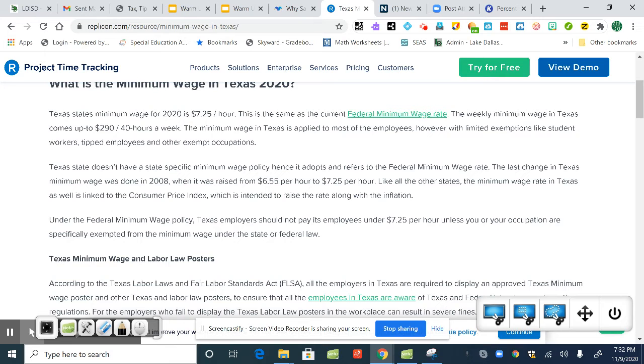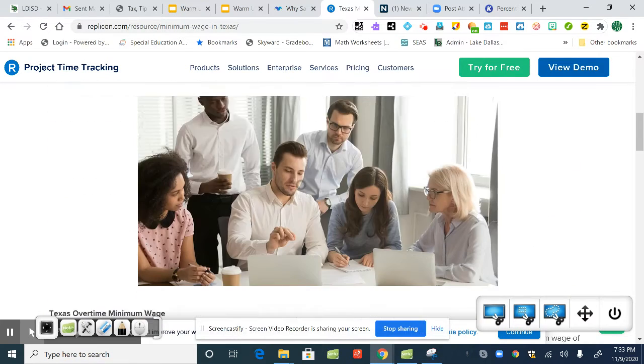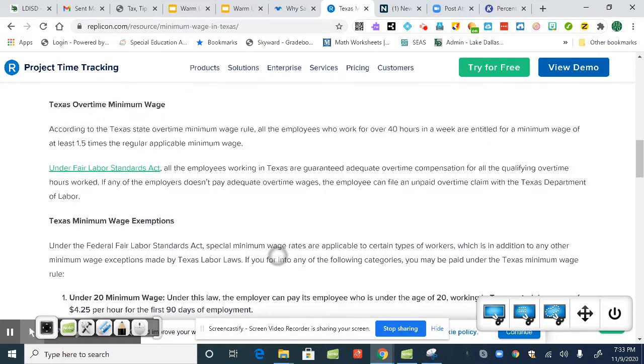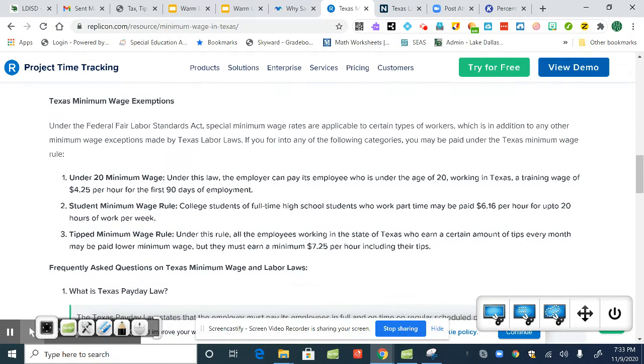However, there are some exceptions. People that are tipped, and if you're under 20 years old, there's a $4.25 wage for the first 90 days. There's a student minimum wage rule. There's a tipped minimum wage rule. There's all kinds of things.